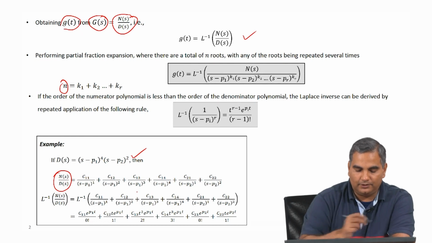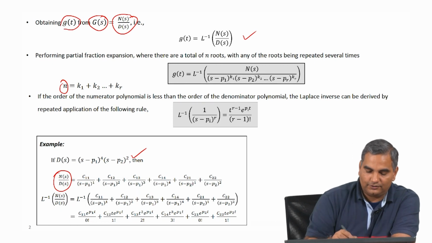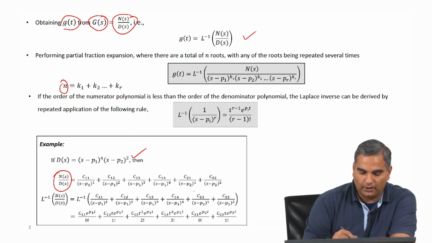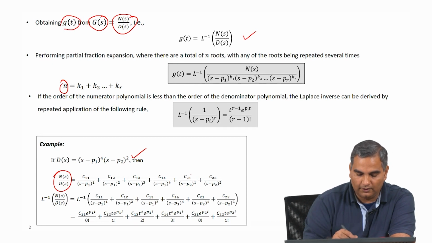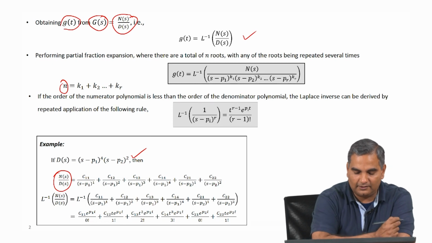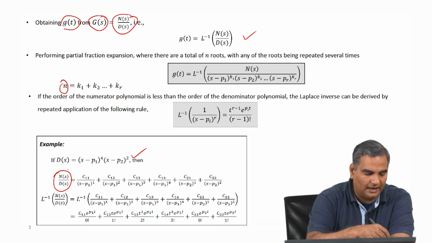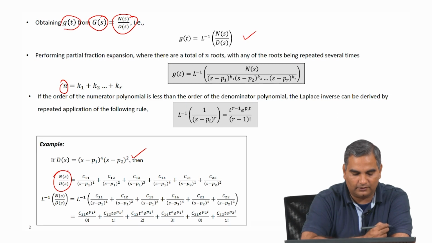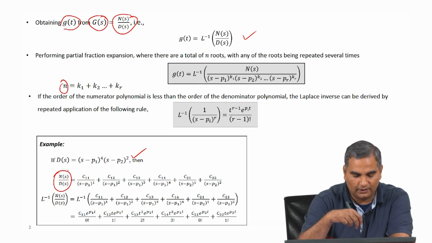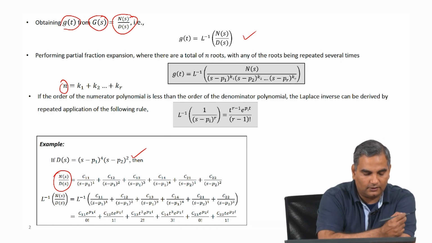And similarly, since P2 is repeated twice, there will be only 2 terms corresponding to P2. I have C21 by (s minus P2) to the power 1. So, this is the second root, the first repeat, which is (s minus P2), and second root, second repeat, (s minus P2) squared. Now, you might wonder what happened to Ns, does it not matter? Of course, Ns matters, and what Ns is would then define what these constants are. Once you put the correct constants, by taking the denominator multiplication, you can simplify the numerator and that will turn out to be Ns.